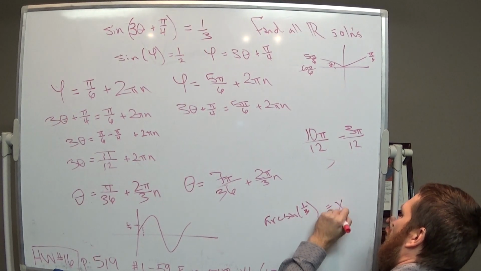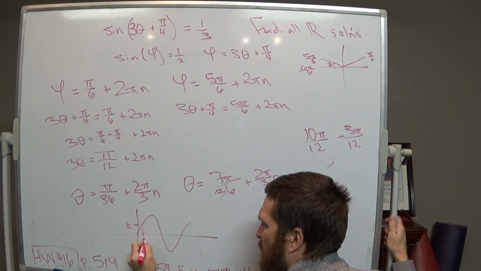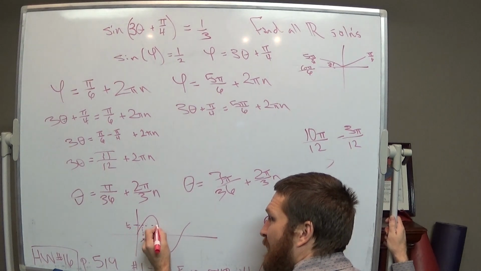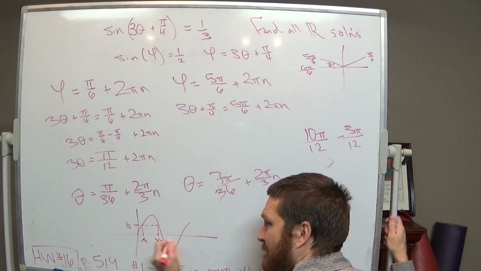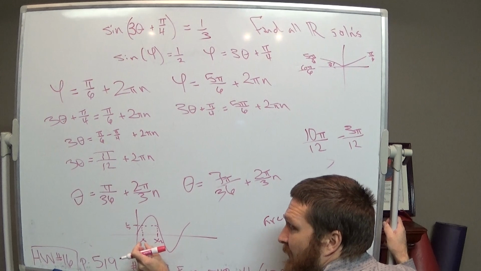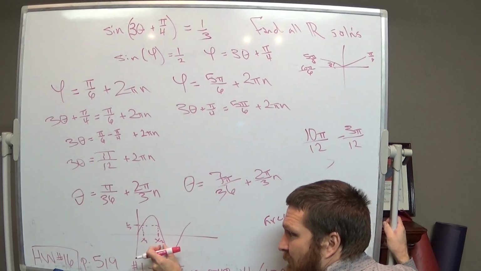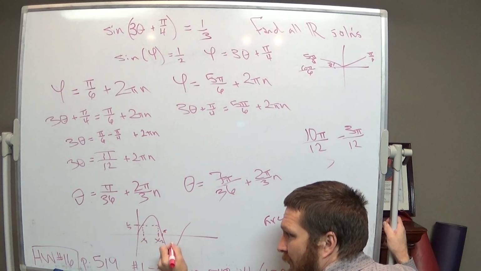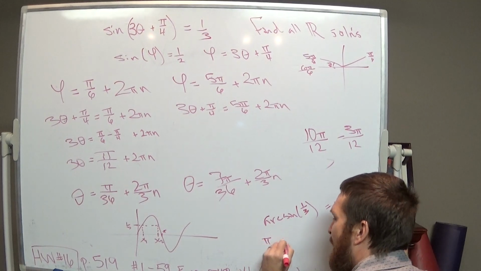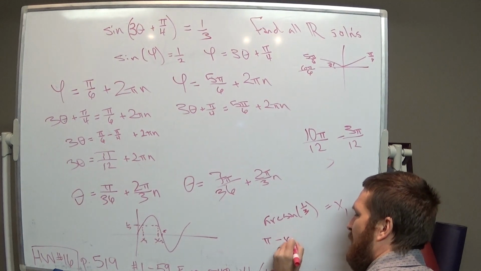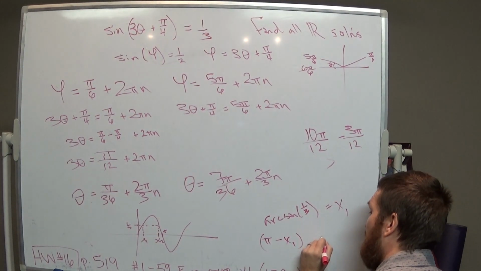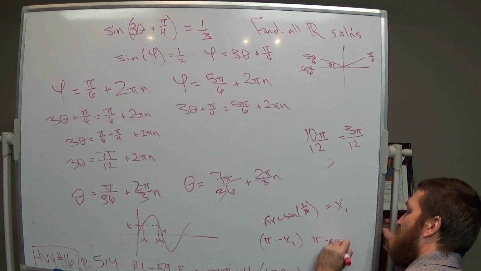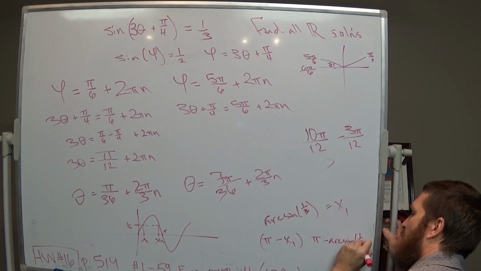Let's call that x1. So you have your x1. Now you're going to have to find your x2. The way I would do that is to say that distance is that distance right there. That value is pi. So I would say pi minus x1 is the other one. Or, to be explicit, pi minus arc sine 1/3.